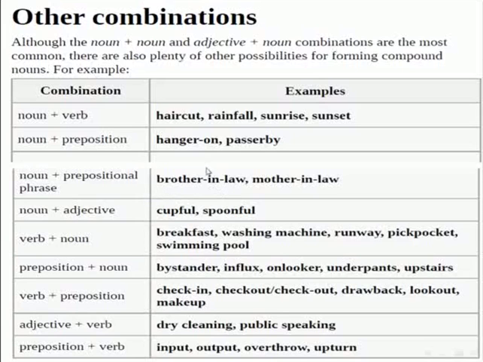Brother-in-law. Right, this is the second part with the preposition and another word, so it is a phrase. We call it prepositional phrase because it's not one word. It's not only preposition. Here only preposition, hanger-on. And here one preposition, by. Right, but the preposition and another word, with a noun. Brother-in-law, mother-in-law.